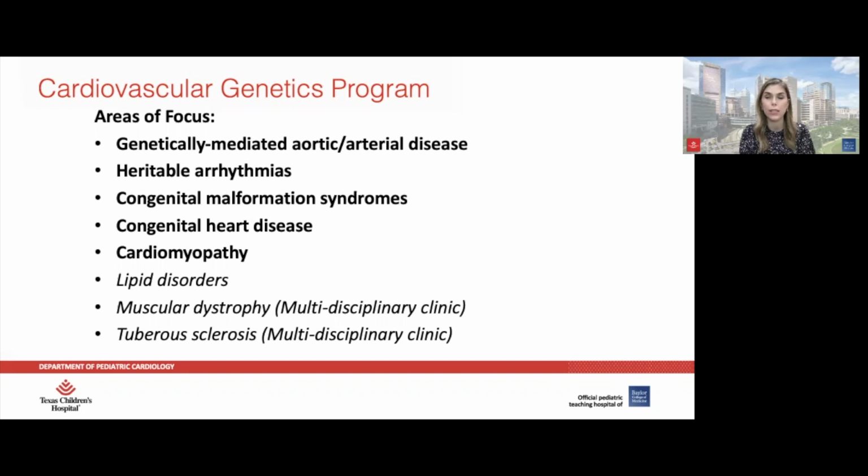Congenital heart disease, this is when we see familial heart disease. So families that have heart disease, and we're trying to figure out the genetic reasons. And also a condition called cardiomyopathy. And this is when there's a problem with the muscle of the heart. They're not necessarily structural abnormalities, but genetics that cause the heart to fail sooner. Some other areas we do see that involve genetics and the heart are lipid or cholesterol disorders, muscular dystrophy, and tuberous sclerosis, but those are mostly followed in multidisciplinary clinics outside our cardiovascular genetics program.